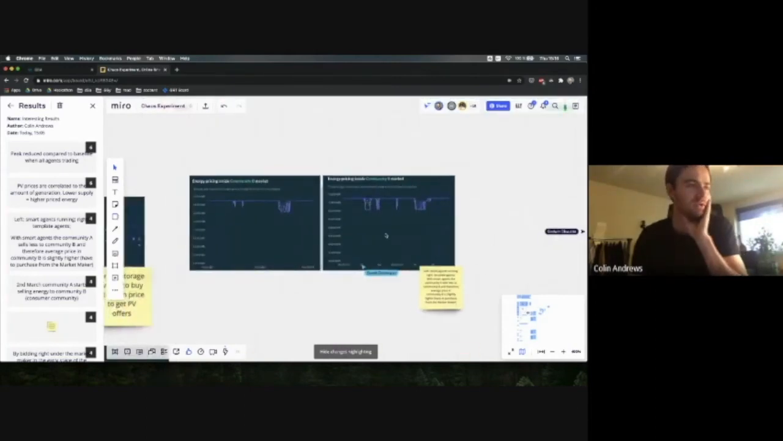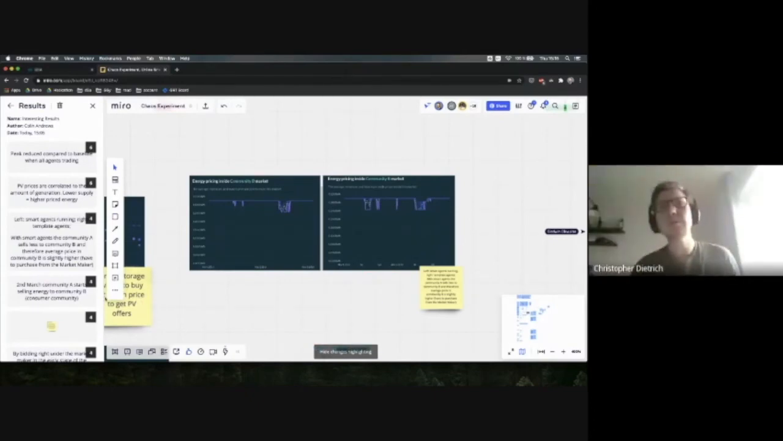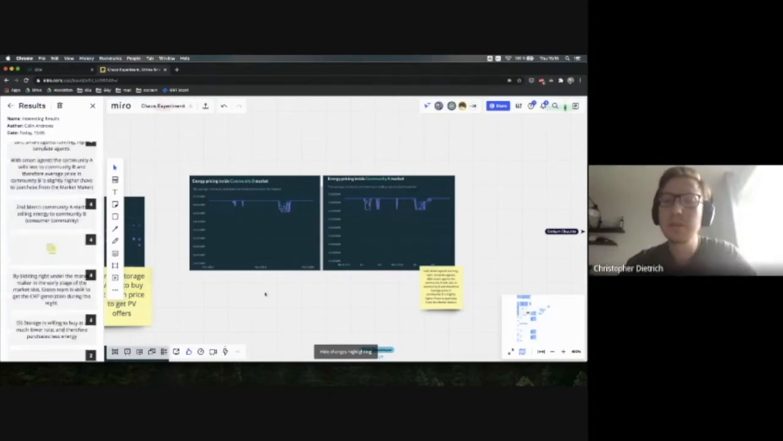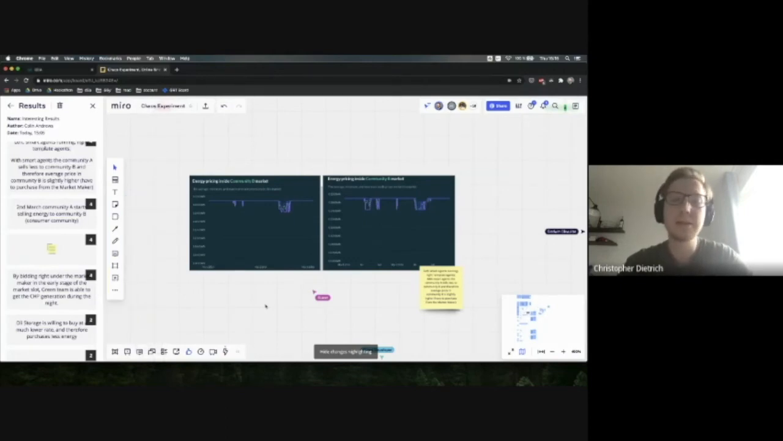Okay, so this one's the one that Chris put together. Do you want to quickly go over that again, Chris? Yeah, sure. We have two communities inside this setup. We have the smart community with all the smart agents, generation and storage, which is community A. And we have community B, which is only a consumer community. There we are looking at the average price of community B, which is only consuming energy. On the right side, we have the template simulation with template agents, and on the left side, we have smart agents.